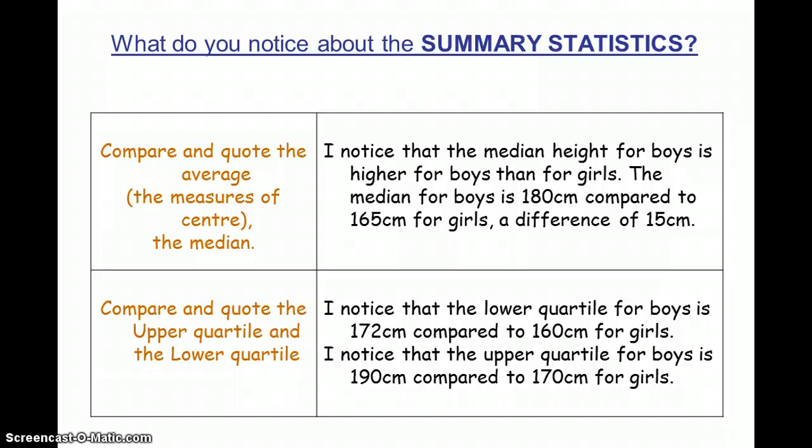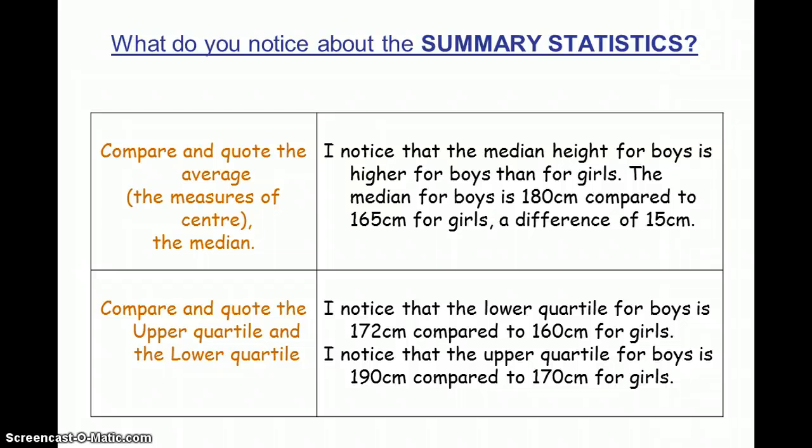Here's a couple of brilliant examples of I notice statements. The key thing is you are comparing the two categories like gender or ethnicity or transport. That was the one I did, public or private. Whatever you compare, the two categories, and quote in your I notice statement the numbers that you're talking about. Notice in the statements they always quote the numbers with the correct units.